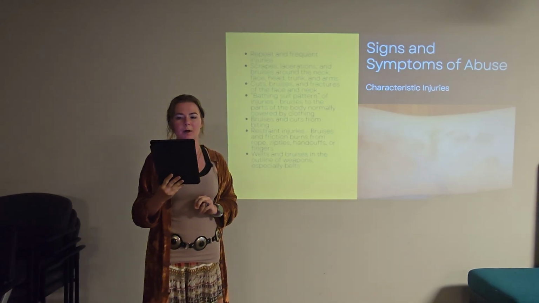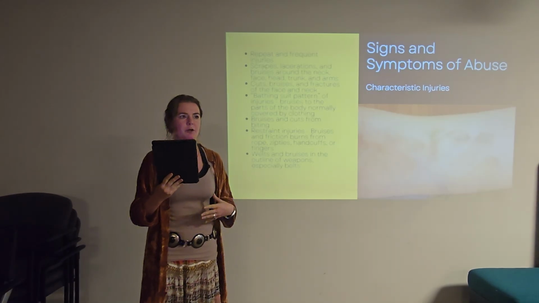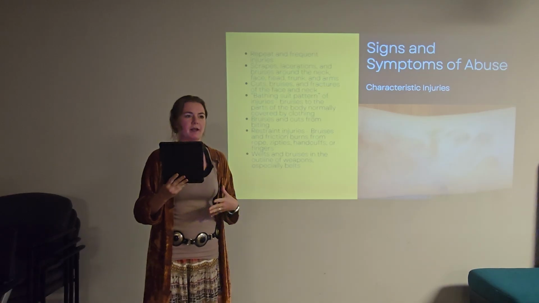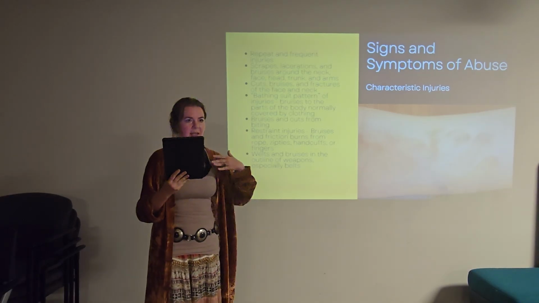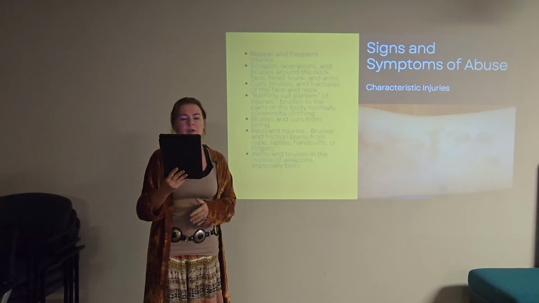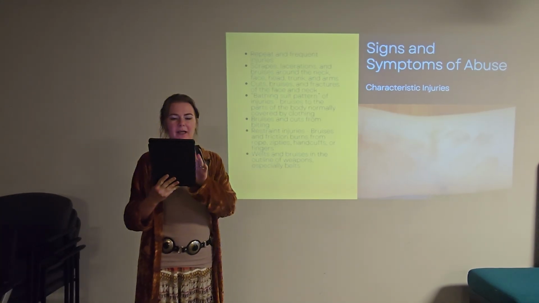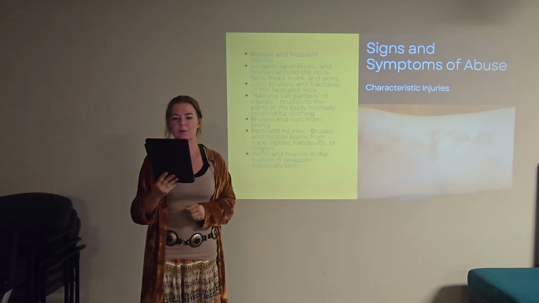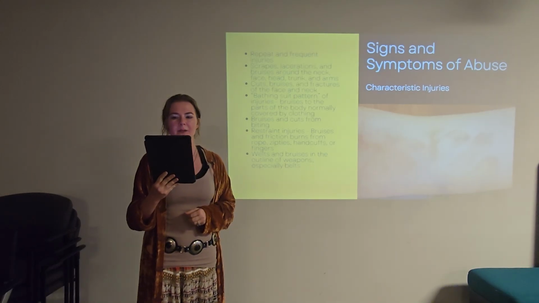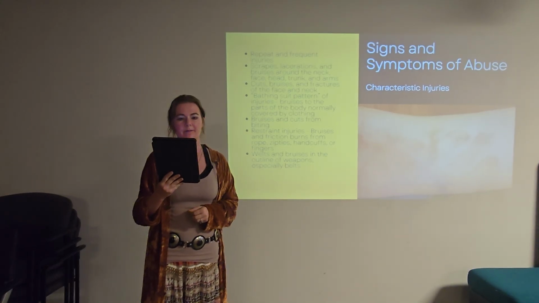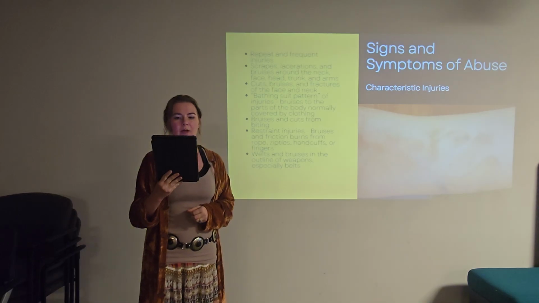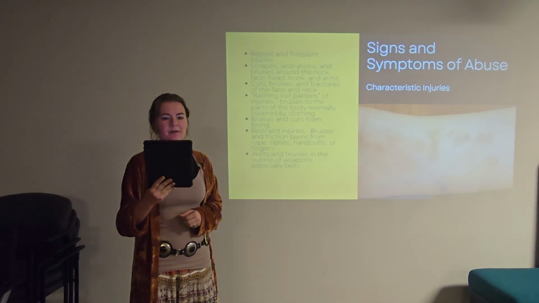This is bruises to the parts of the body that would normally be covered by clothing. And I don't mean clothing like I'm wearing, like shorts and a tank top. A bathing suit would cover it. Bruises and cuts from biting specifically. Restraint injuries. Bruises and friction burns from rope, zip ties, handcuffs, or fingertips. Welts and bruises in the outline of weapons, especially belts.